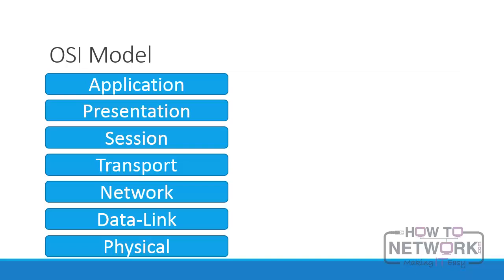The 7 layers of the OSI model are application, presentation, session, transport, network, data link, and physical. The layers are often designated by layer number. They number from the bottom up, physical being L1, data link being L2, and so on. Each layer is responsible for a discrete portion of the communication process.